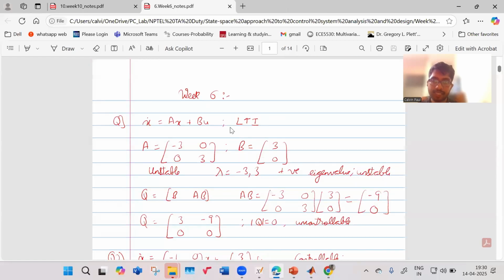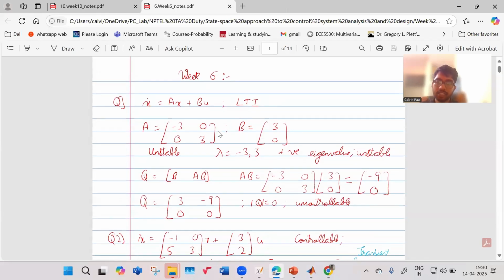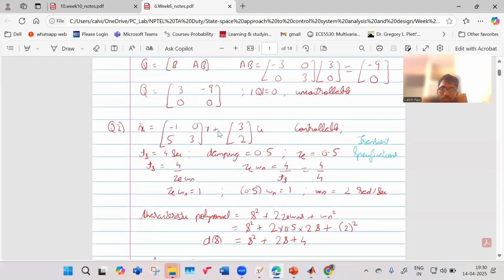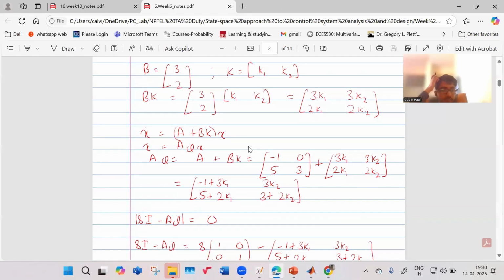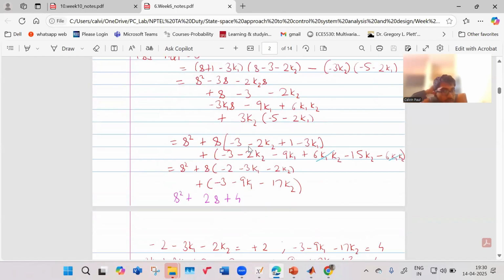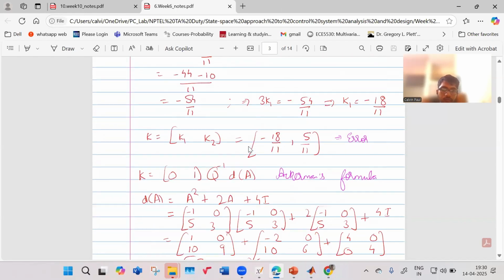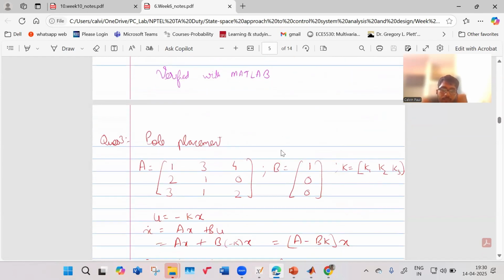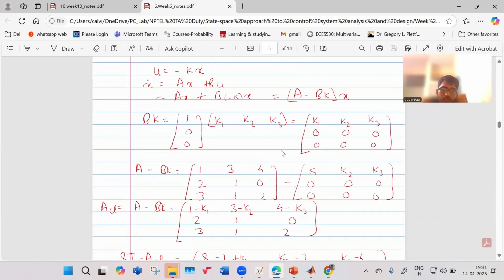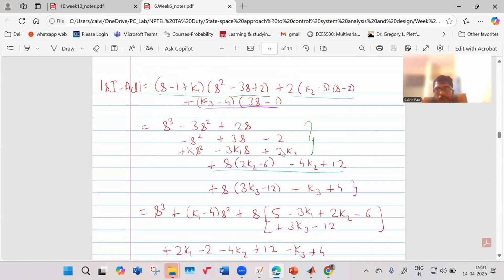Now let us go to week 6. So this LTI system with unstable eigenvalues. What is the concept of state feedback? And with state feedback, we can place the poles. This Kalman formula is there, the Bass-Gura algorithm is there, pole placement is there.